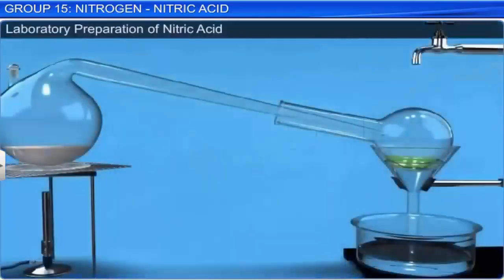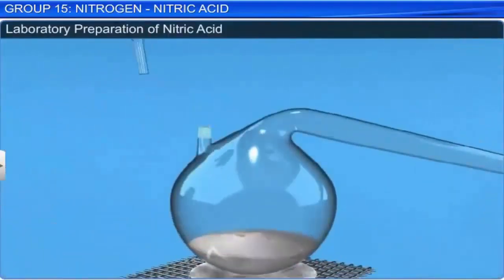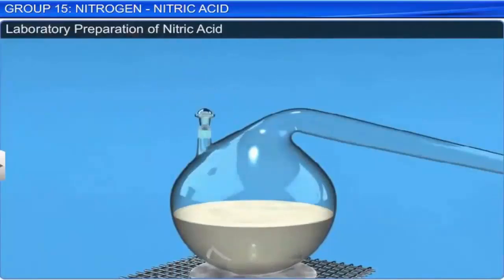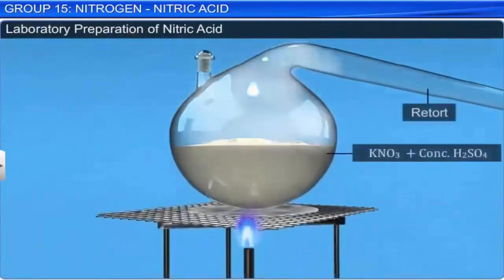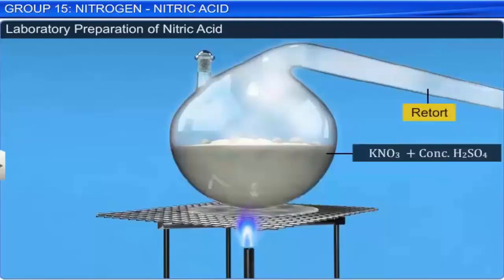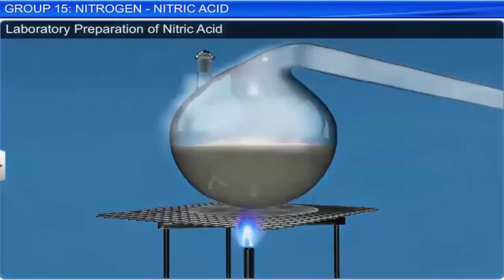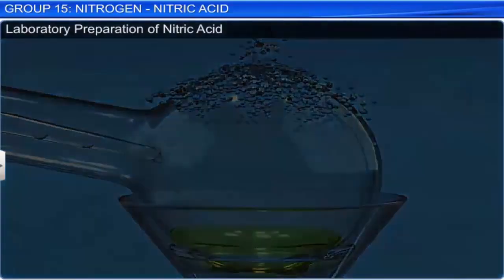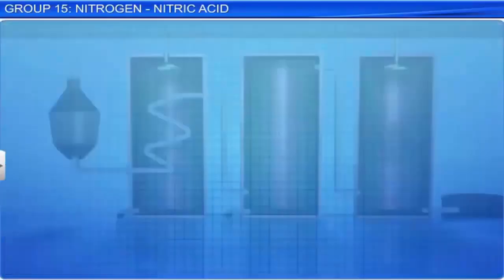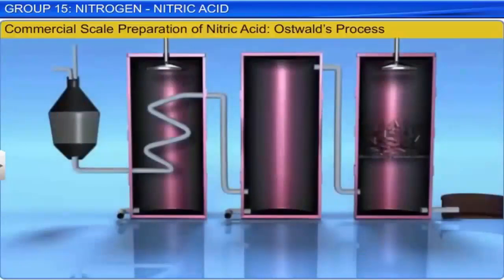In the laboratory, nitric acid is prepared by heating potassium nitrate or sodium nitrate with concentrated sulfuric acid in a retort. The vapors obtained are condensed in a water-cooled receiver. On a commercial scale, it is prepared by Ostwald's process.